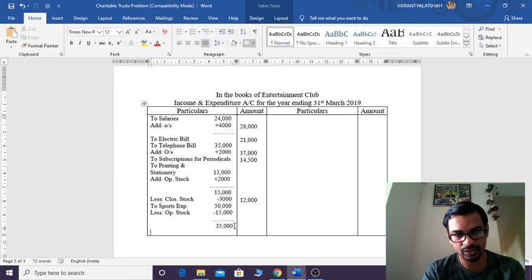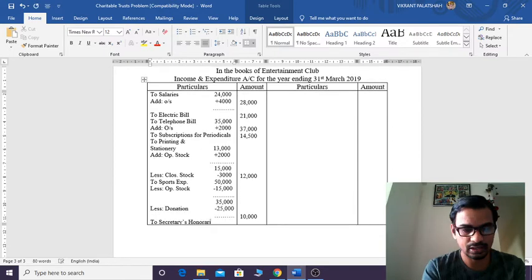Now the next item given after the sports fund under the payment side is secretary's honorarium. No adjustment is given, therefore write the whole amount under the outer column. And how much is the secretary's honorarium? 30,000, and no adjustment. So the whole amount of 30,000 goes to the outer column. Okay, secretary's honorarium.